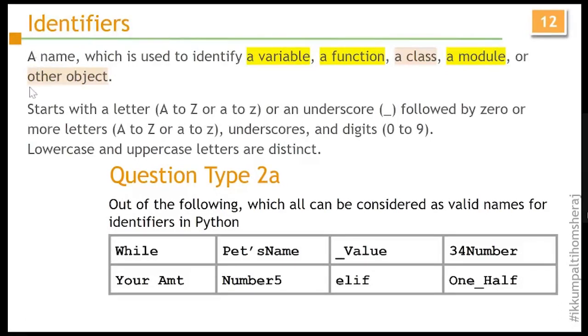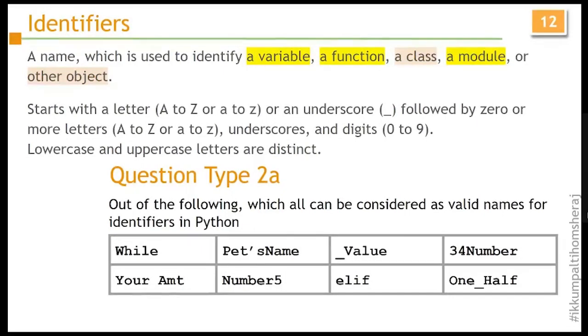This definition goes like this: a name which is used to identify a variable, function, or module. But when they are answering, if they write a name which is used to identify a class or an object, that is also correct. So this is what I was telling you. What we are teaching is narrow-minded, that means strictly as per the curriculum. And when they are writing their answers, their responses will be flexible, and we accept.